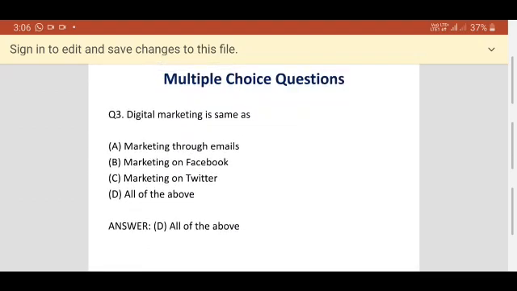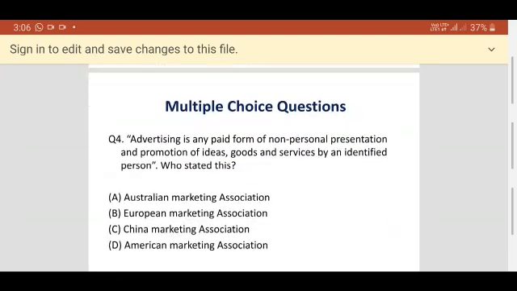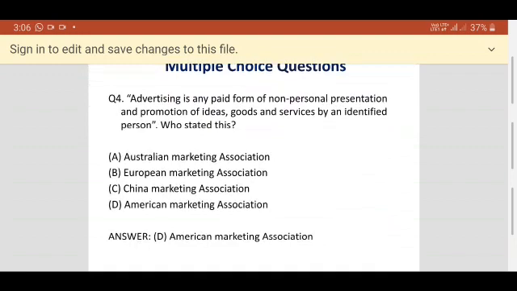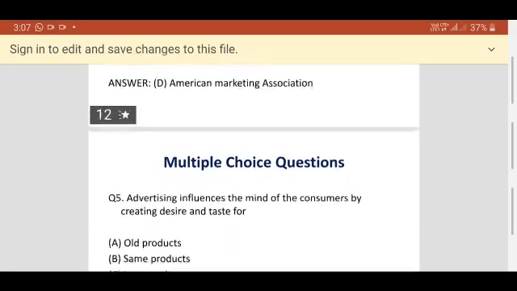Third question: digital marketing is the same as: A, marketing through emails; marketing on Facebook; marketing on Twitter; all the above. The answer is all the above. Advertising is any paid form of non-personal presentation and promotion of ideas, goods, and services by an identified person. Who stated this? Option A: Australian Marketing Association, European Marketing Association, China Marketing Association, American Marketing Association. The answer is D: American Marketing Association.